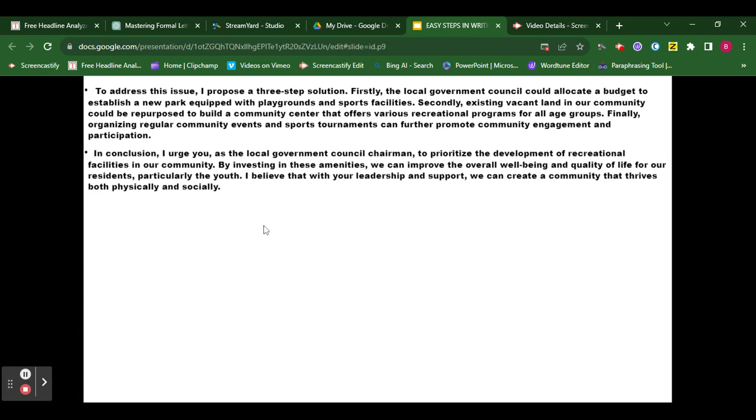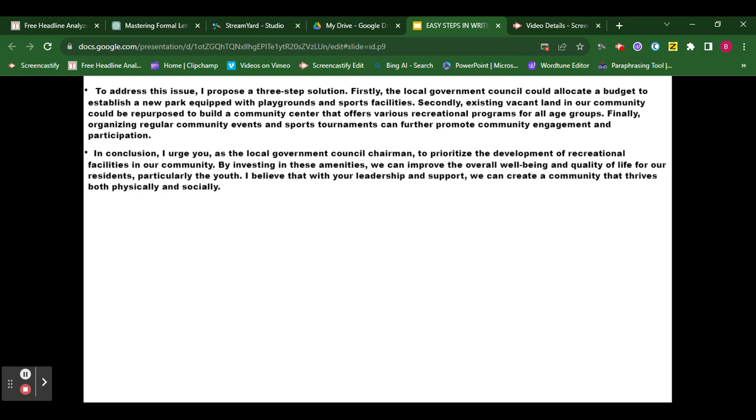Now, the concluding paragraph. In conclusion, I urge you as the local government council chairman to prioritize the development of recreational facilities in our community. By investing in these amenities, we can improve the overall well-being and quality of life for our residents, particularly the youth. I believe that with your leadership and support, we can create a community that thrives both physically and socially.